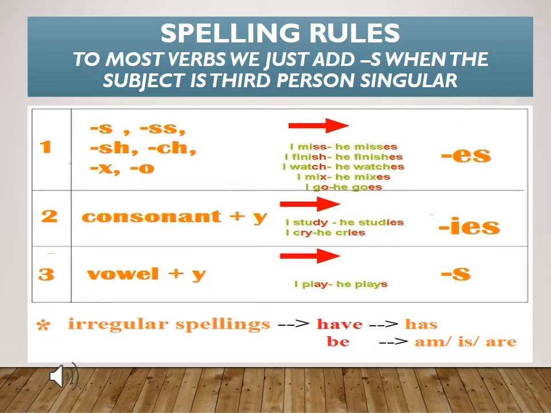We also have some irregular spellings like have and be verb. Have always changes into has, and be verb has three forms, that is, am, is, are. We will talk about verb be later.